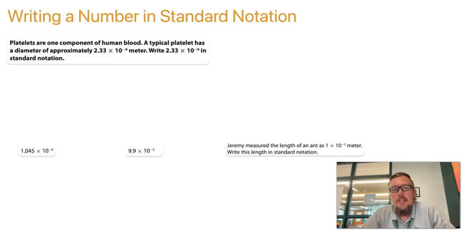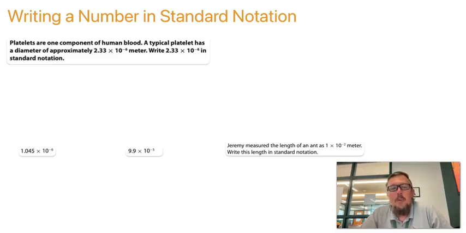Let's learn how to take numbers written in scientific notation with negative exponents and write them in standard notation. When we say standard notation, we just mean write them as normal numbers. So our first example says platelets are one component of human blood. A typical platelet has a diameter of approximately 2.33 times 10 to the negative sixth meters. Write 2.33 times 10 to the negative sixth in standard notation.